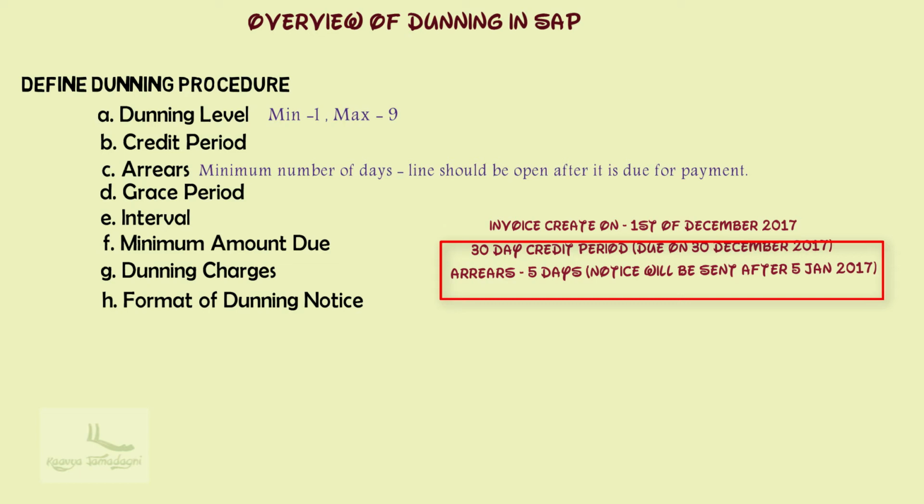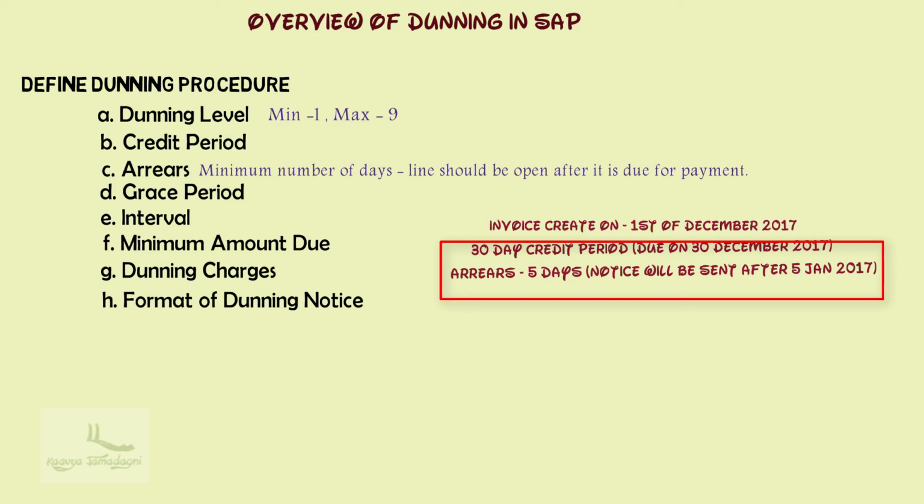Why is this happening? This is because I have set the arrears as 5 days. The dunning notices will be sent only on 5th of January or after that. It is the 5th because December has 31 days. This control is always applicable at account or customer level.